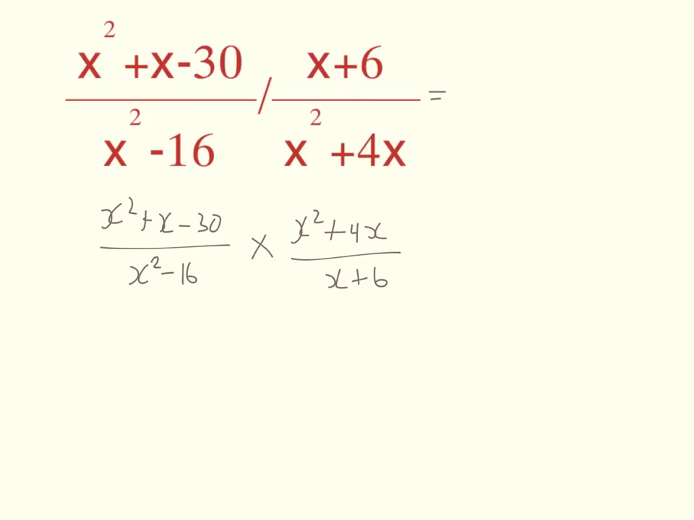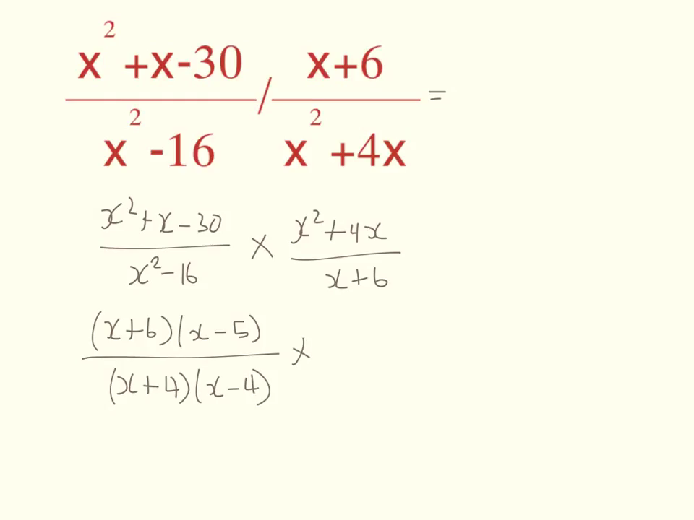At the top, we're going to get x plus 6 and x minus 5, divided by a difference of 2 squares at the bottom, so x plus 4 and x minus 4, multiplied by, factorize there, bring the x out, so x into x plus 4 there, and we can't do anything about that x plus 6, that's just on its own.